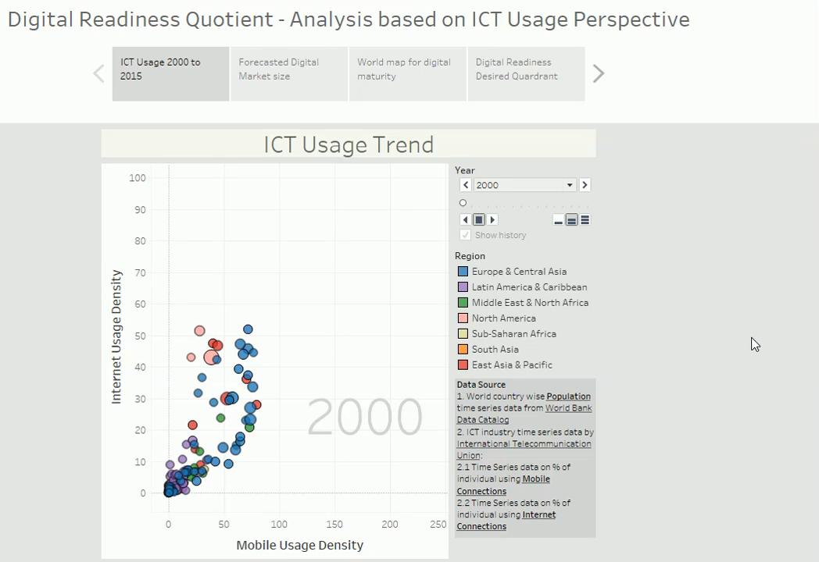And I have also forecasted the data up to 2018 so that you get a perspective on how the market size, or the digital readiness quotient of different countries can be this year or the next year.